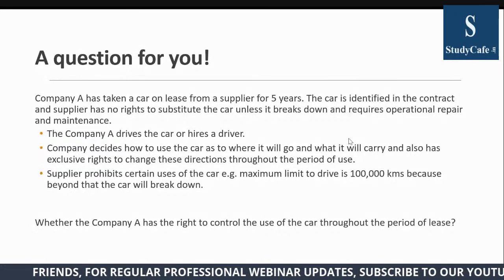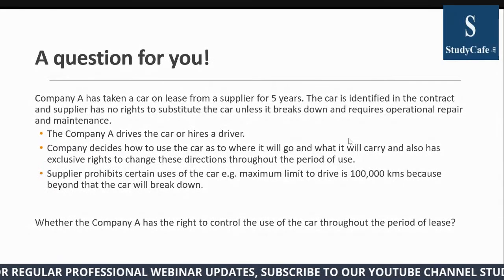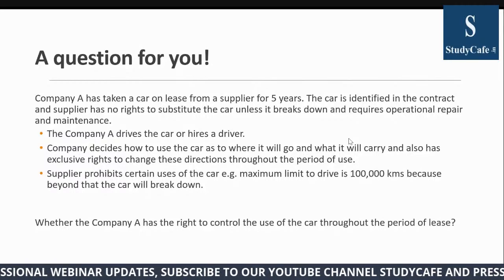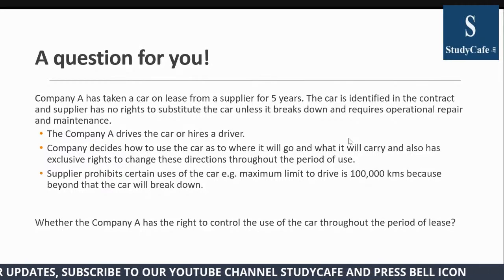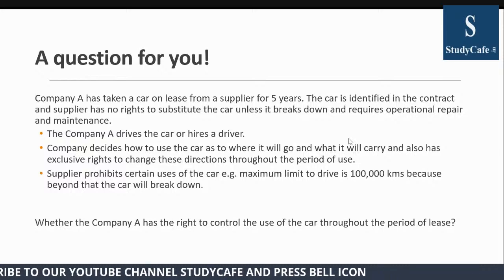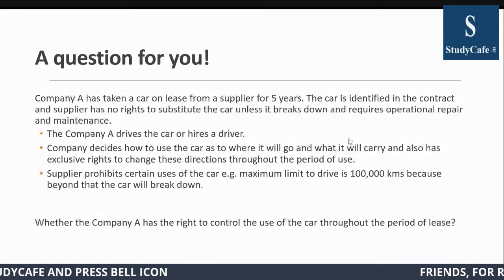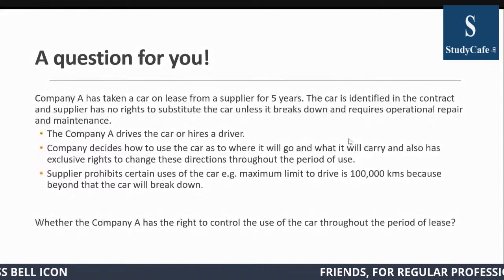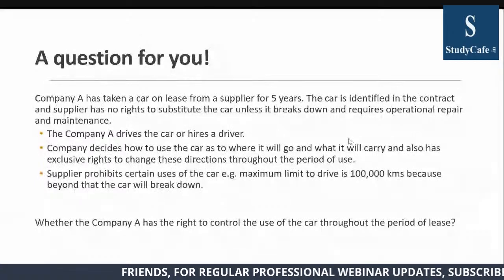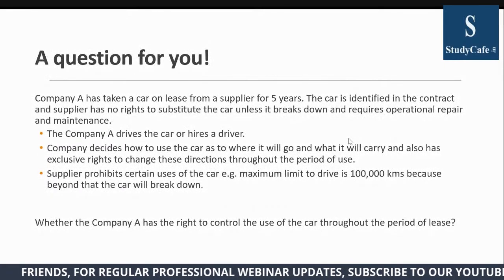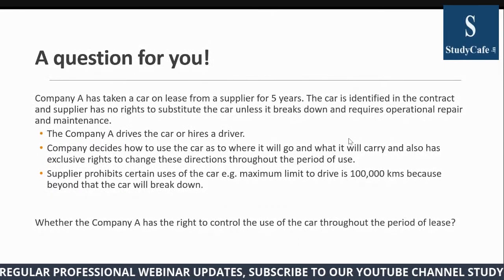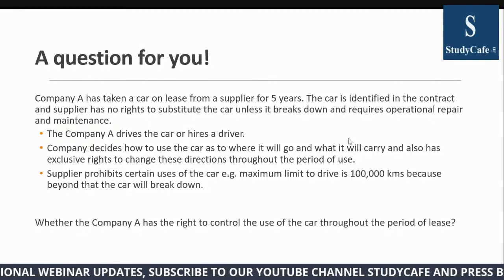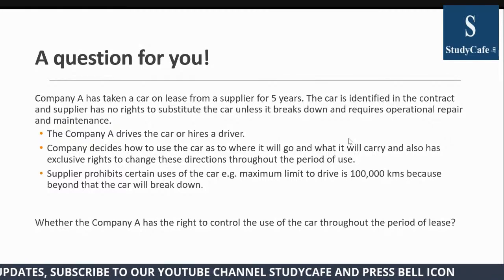Now, the car will be driven by Company A, or Company A hires a driver. So basically, Company A decides whether to drive the car by themselves, or they want to hire a driver to drive that car. Second, the company decides how to use the car, as to where it will go and what it will carry, and also has exclusive rights to change these directions throughout the period of use.